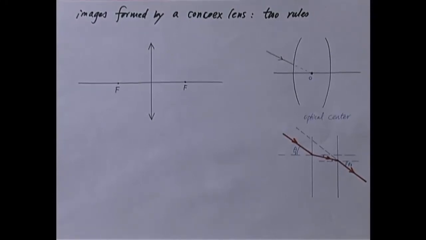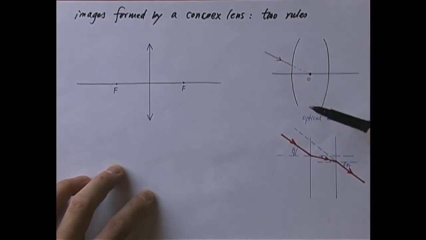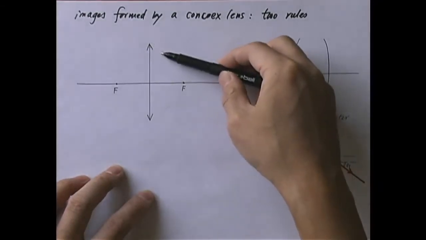Okay, now that we know how to find the focusing point of a thin lens, we're now able to draw ray diagrams for images formed by any thin lens. For example, let's start with a convex lens. That's a lens with both sides bulging out like this. So this is a side view of that lens. And as a symbol of a convex lens, we draw something like that.